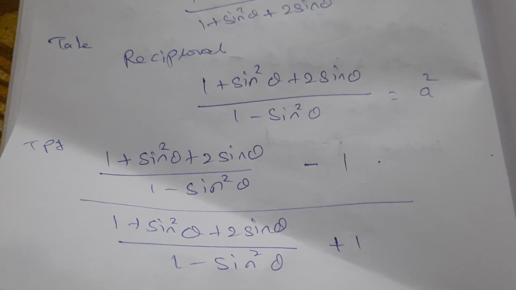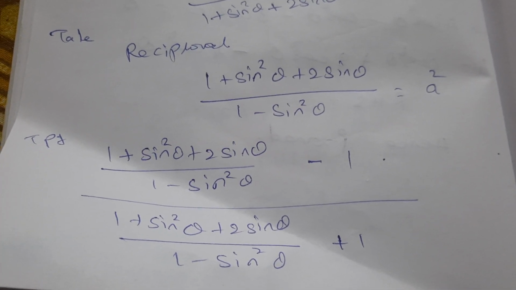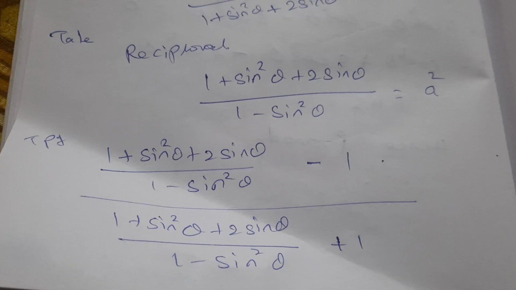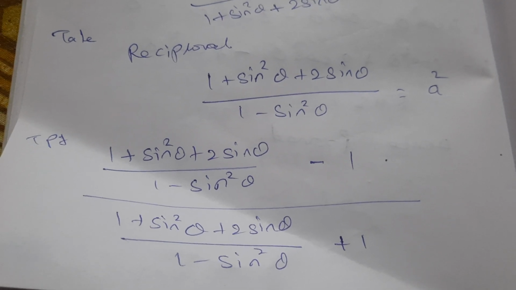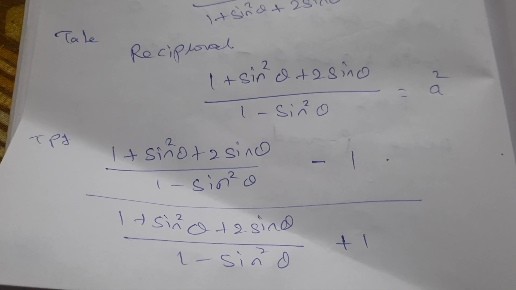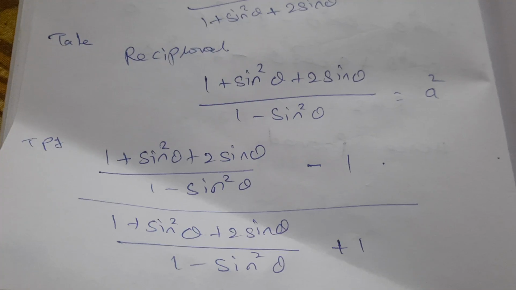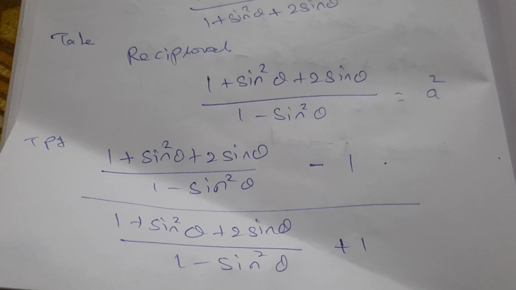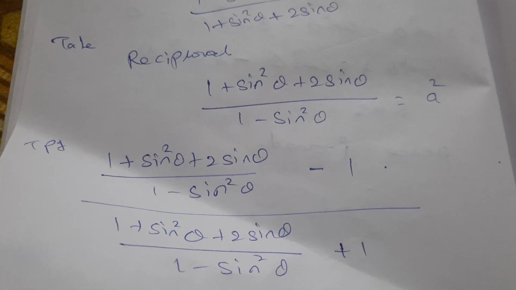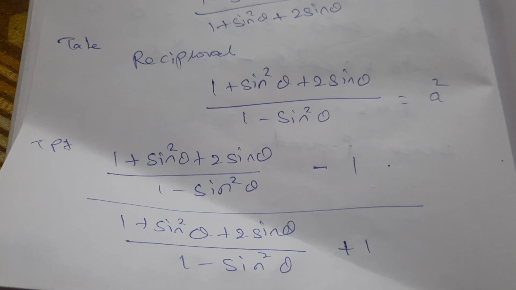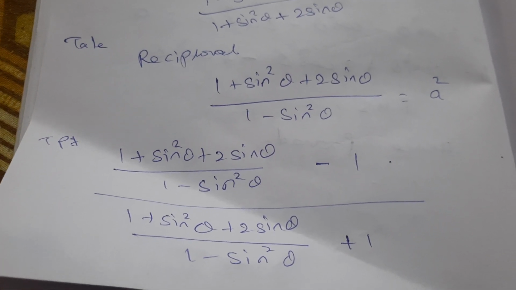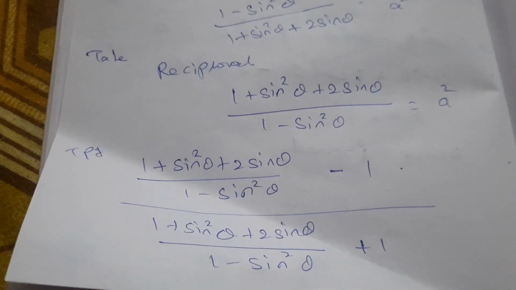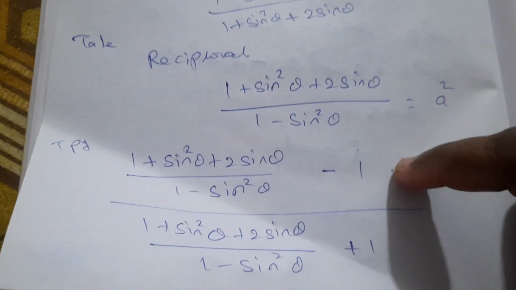So the a squared value is 1 plus sin squared theta plus 2 sin theta by 1 minus sin squared theta, minus 1. Same for the denominator: 1 plus sin squared theta plus 2 sin theta by 1 minus sin squared theta, plus 1. Then we take the LCM, and then we get the answer. Taking the LCM means the denominator is multiplied.